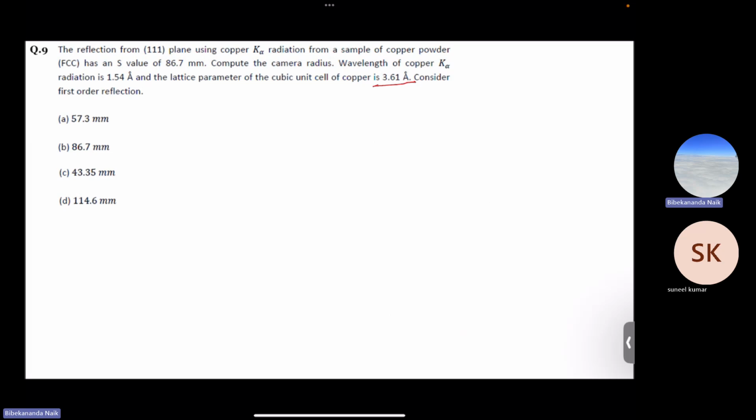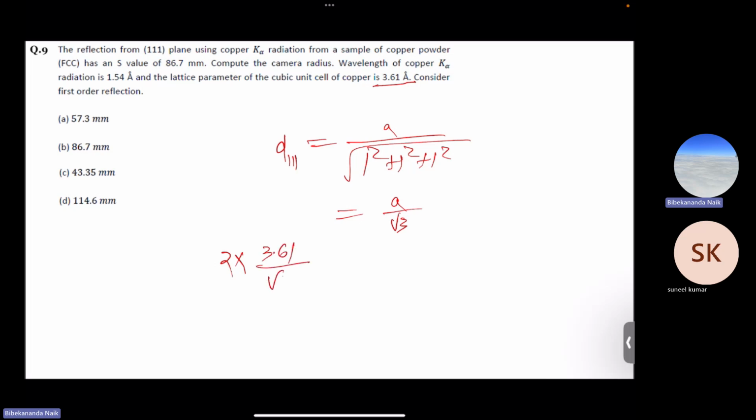Yes, so can you tell me what will be the correct option? If you see, this is the 111 plane. So d111 will be a by root of 1 square plus 1 square plus 1 square, that is a by root 3. Is it not? So for the first order reflection, it will be 2d sine theta equals n lambda. So d is a by root 3, a is 3.61 divided by root 3.